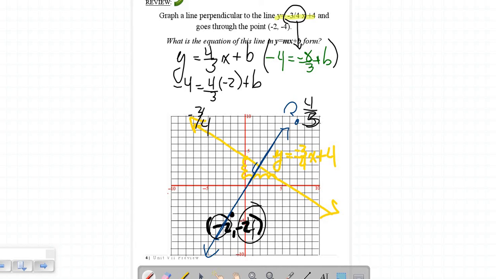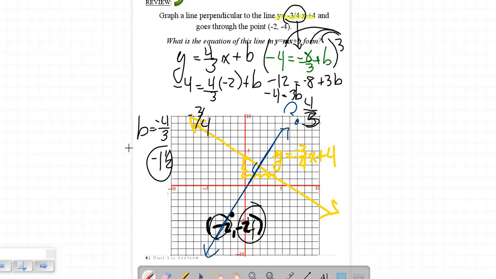We're going to multiply everything by 3. Make sure you distribute to all 3. We end up with negative 12 equals negative 8. Plus, this is the trick, don't drop that 3 there. We add 8 both sides, and of course that's going to be negative 4 equals 3b. Divide by 3, and b equals negative 4/3, which is negative 1 and 1/3.